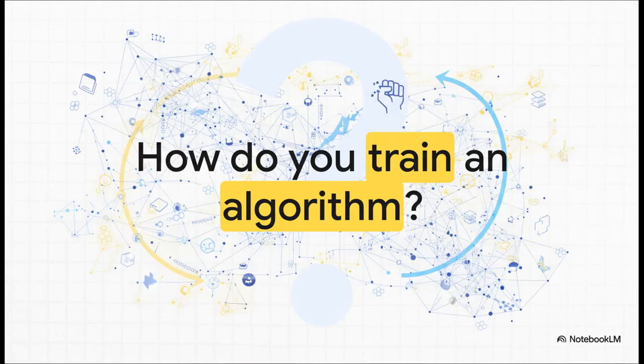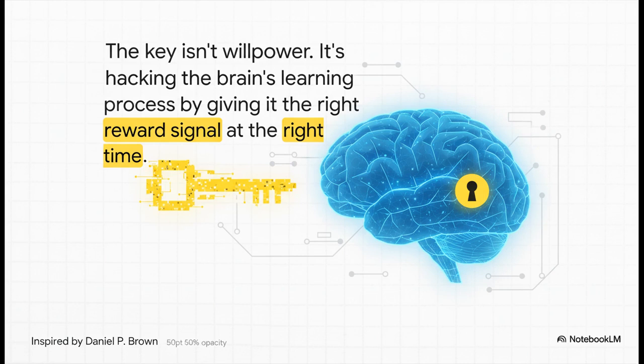So, if we're going to think about our brain as this incredibly advanced learning system, we have to start with the most basic question. How do you train an algorithm in the first place? It's not about willpower, it's not about brute force. Nope. You do it with data, and, maybe even more importantly, with feedback. And that right there is the key. It's the absolute core of what we're talking about today.